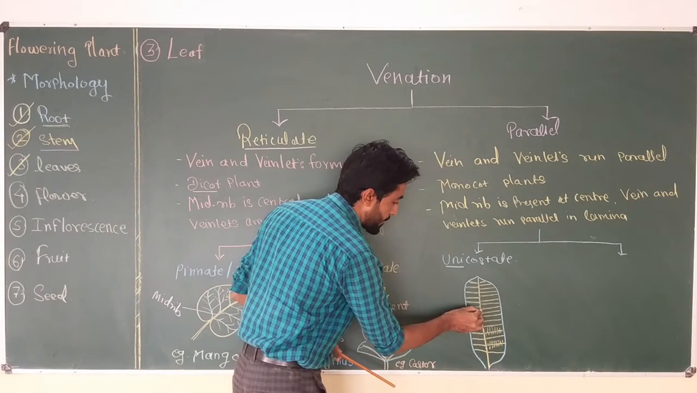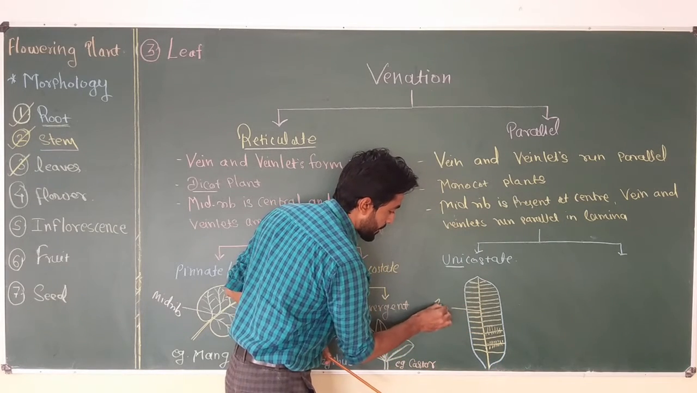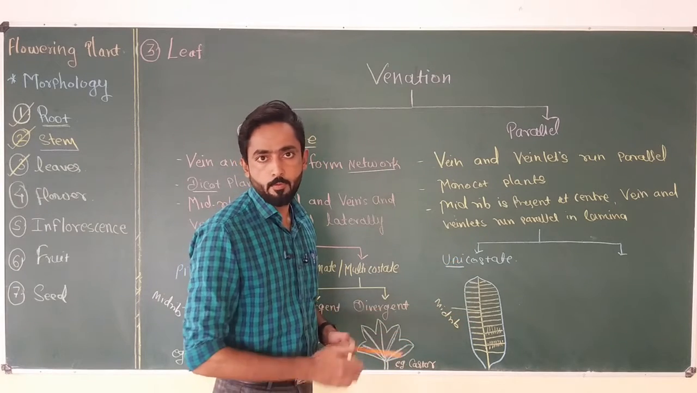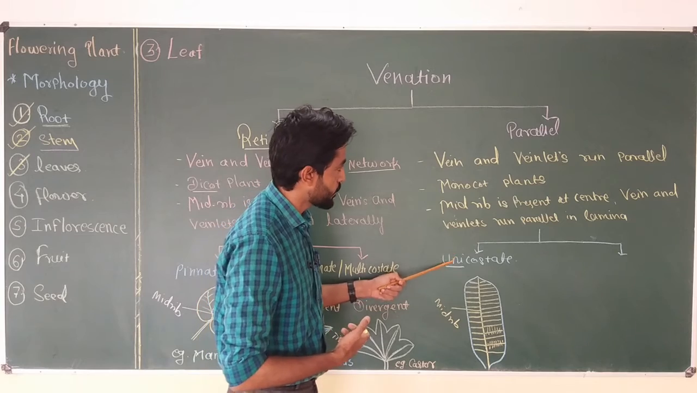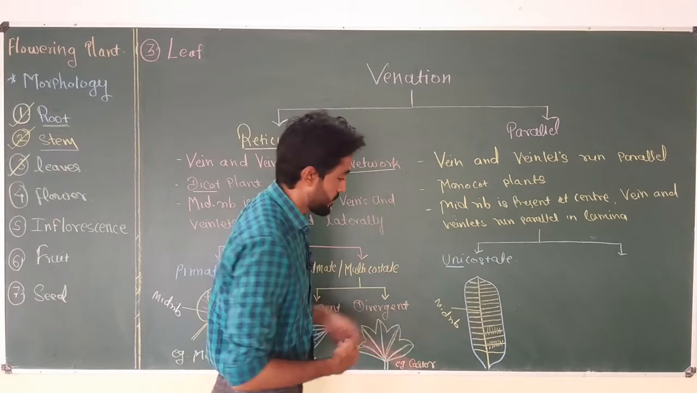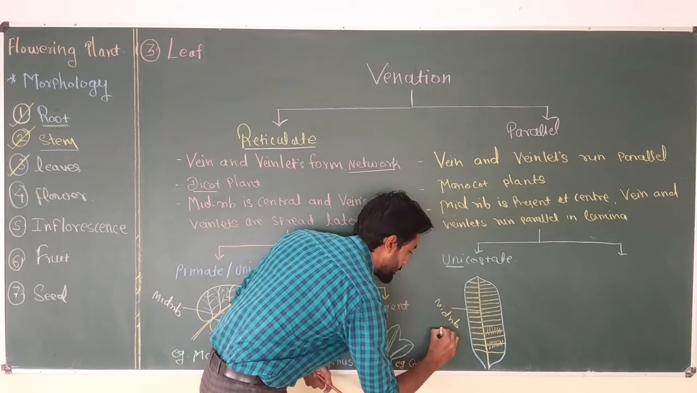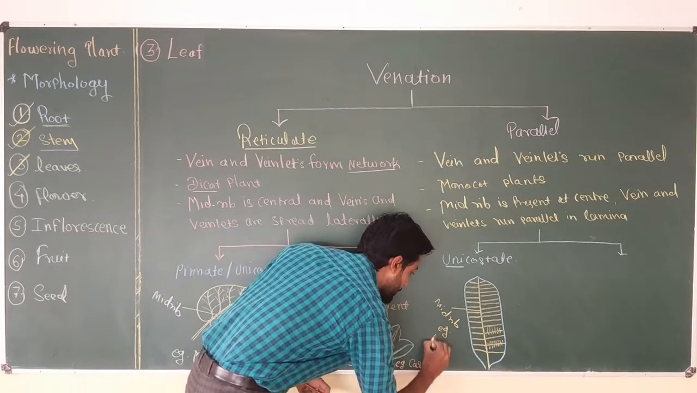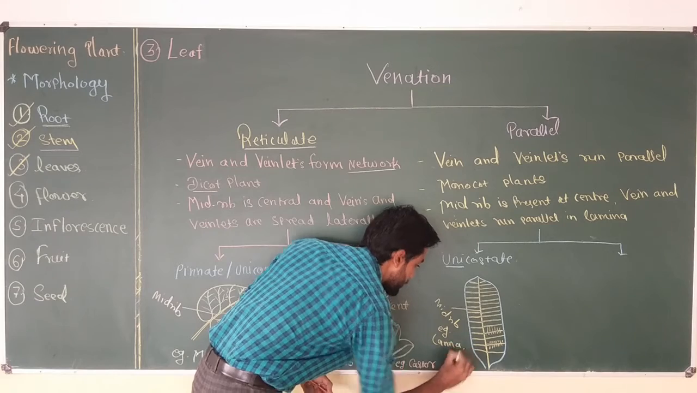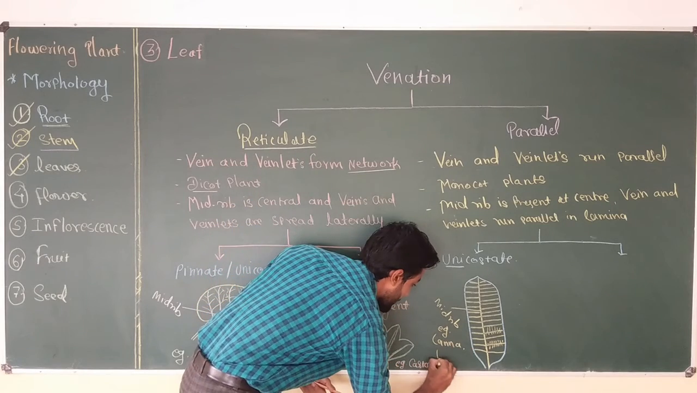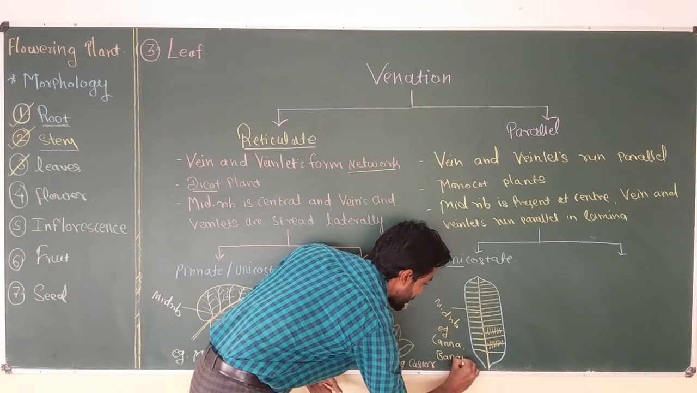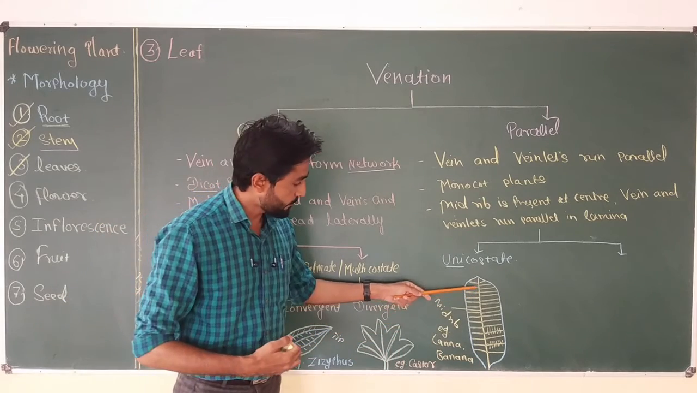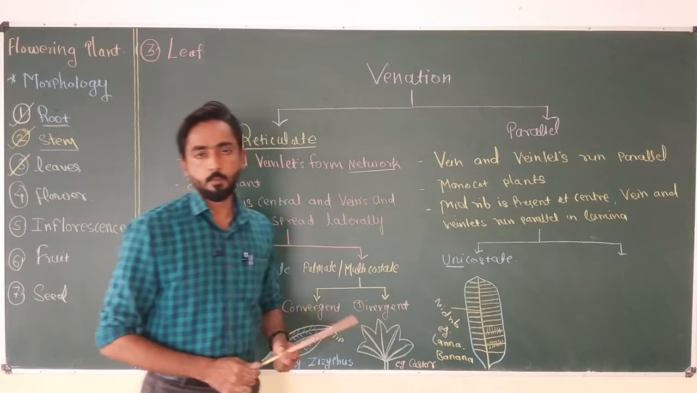As the number of midrib is 1, it is called unicostate type of venation. Sometimes it is also called unicostate parallel venation. An example of a plant which shows this type of venation is canna, then banana. So in this plant leaf you can find this unicostate type of venation.